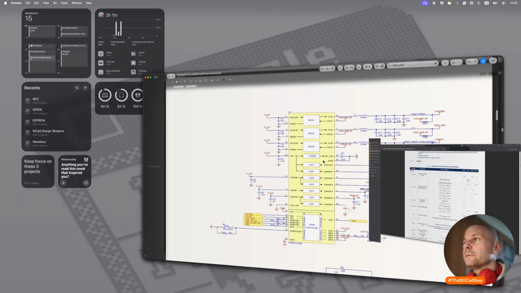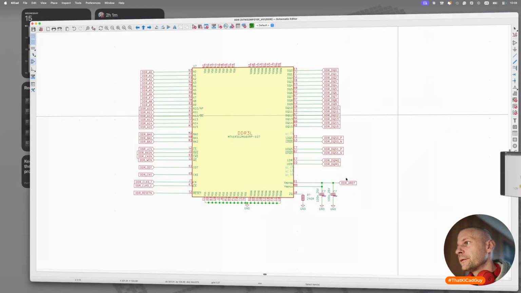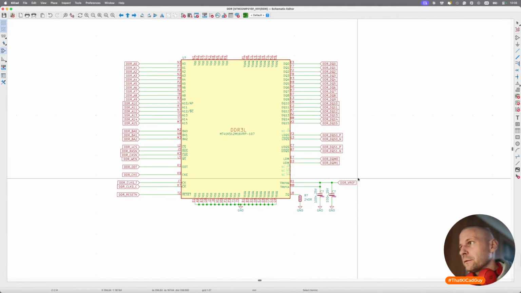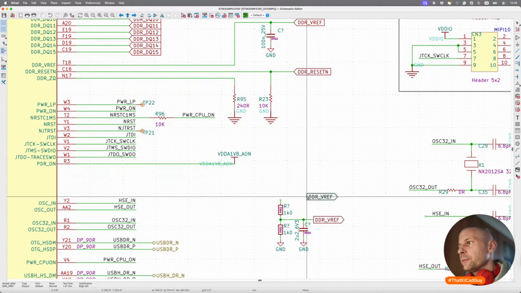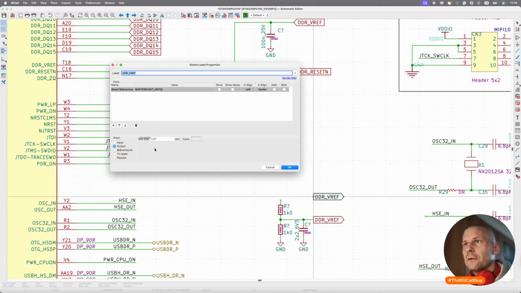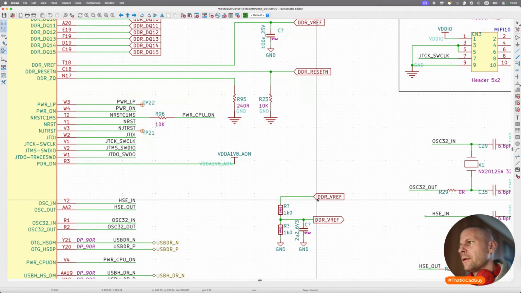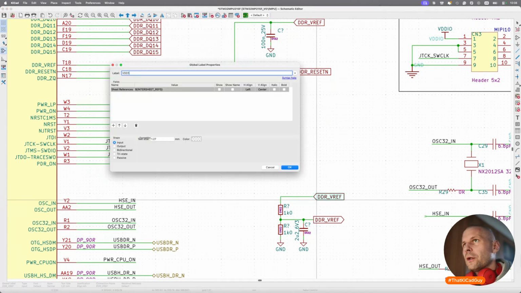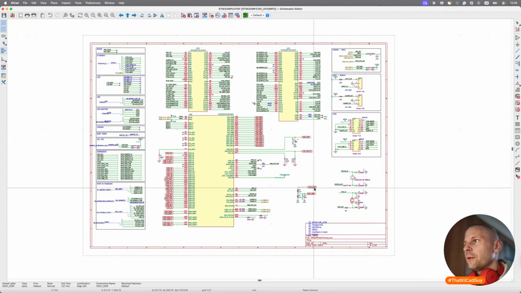I will use the LDO, which is LDO1. Okay, so here, not here, and this will be input. In this case, I will use the labels VDD1, DDR, which will be output from the PMIC.